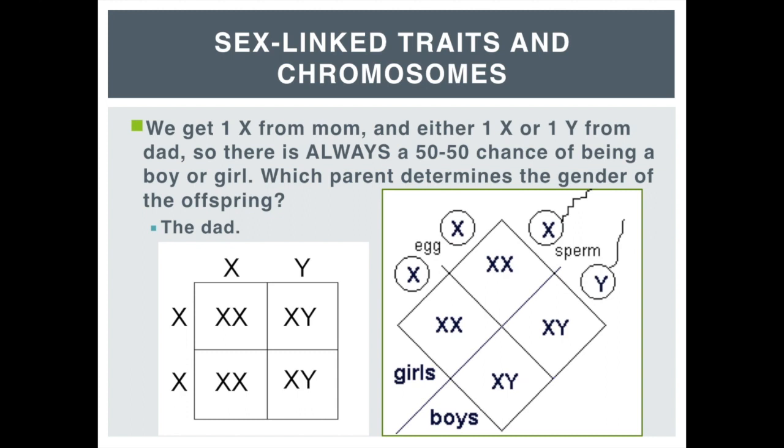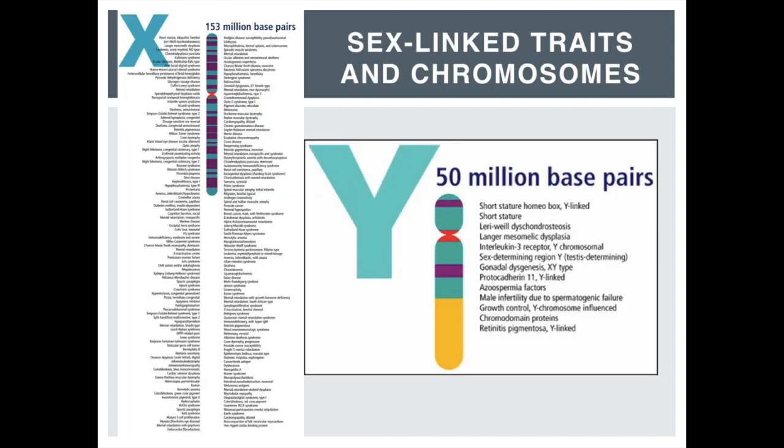Now you can see on this page the sex-linked chromosomes. We're doing a Punnett square to see, is the child going to be a male or a female? As you can see, it's always going to be a 50-50 chance. Okay, here we have some other information about sex-linked traits. As you can see, for the X chromosome, which the female carries, there are 153 million base pairs. So much information you can see there, many different traits.